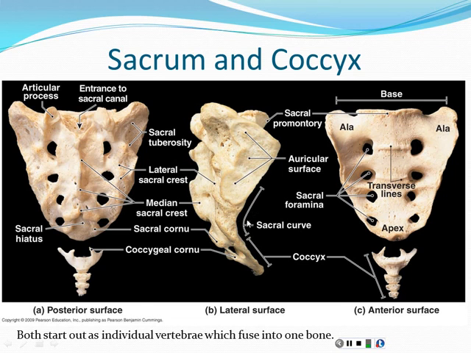In males, the curve is much more pronounced than it is in females. So one of the ways that we can tell a male skeleton apart from a female skeleton is by the sacral curve. In men, it's almost like a 90-degree angle. It bends around and points forward. And in the female, it's much less of a curve.